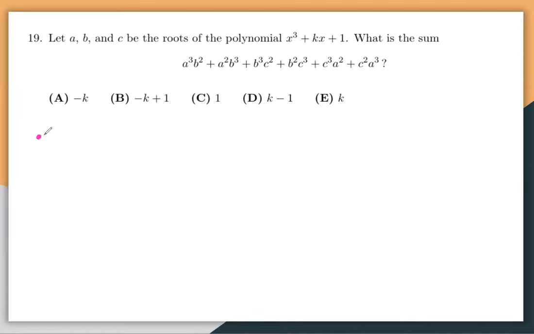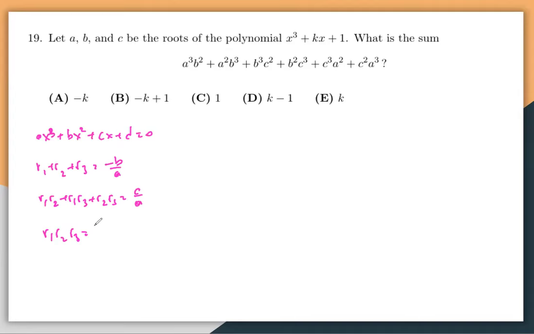When you have, let's say, a cubic function, a polynomial actually, ax cubed plus bx squared plus cx plus d, the sum of the roots, I'm going to say R1, R2, and R3, is going to be negative b over a. And the sum of the roots pairwise is going to be c over a. And then the product of the roots has to be negative d over a. So this is just a reminder.